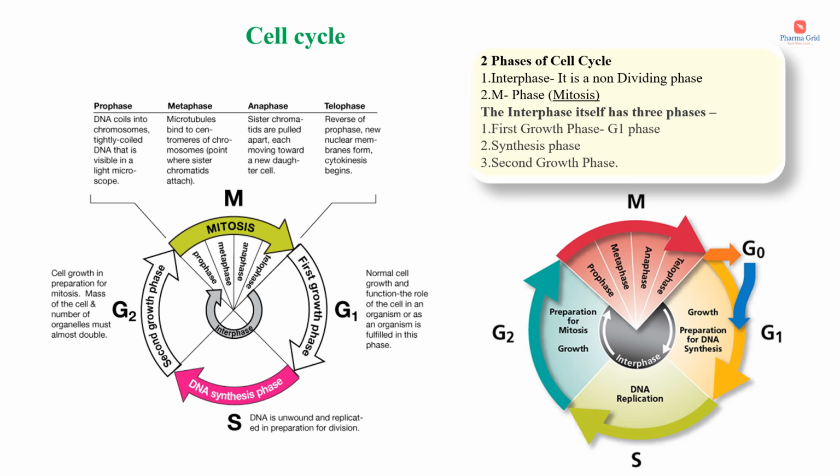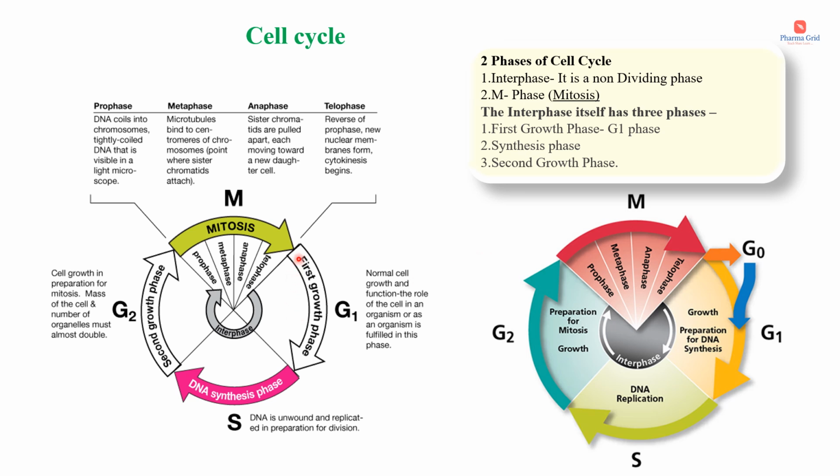So in this slide, we will discuss the cell cycle. The cell cycle consists of mainly two phases: the first one is the interphase and the second one is the M phase, or mitosis phase. The interphase is a non-dividing phase. The interphase itself has three phases. First is the G1 phase, the first growth phase, the second is the synthesis phase or S phase, and the third is the second growth phase or G2 phase.